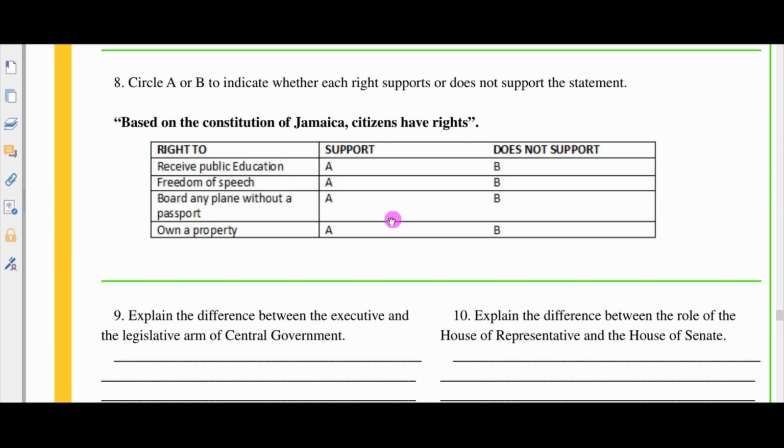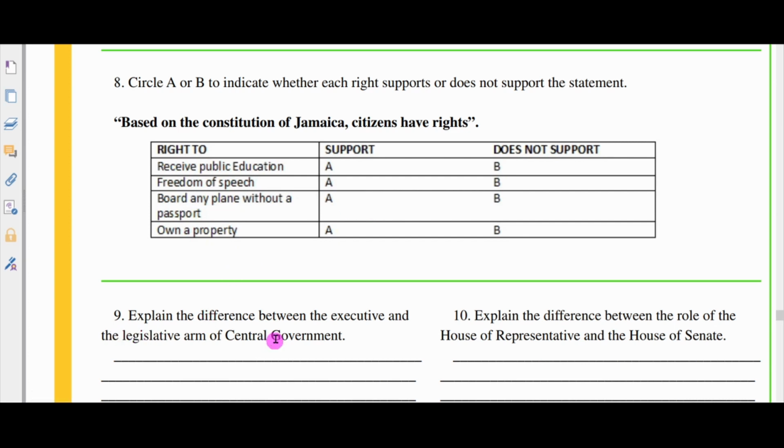But boarding a plane without a passport, that is not a right that you have, because there are visa restrictions for some countries, for example the United States, and to another extent Europe and many other places in the world. You have to get a visa in order to visit these places.